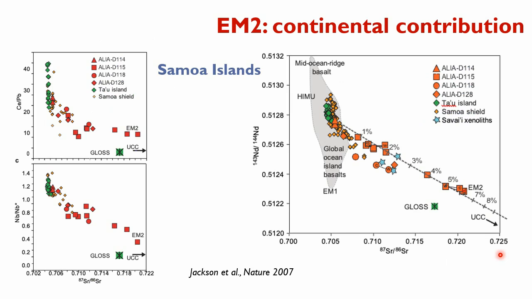A much better example for EM2 is a paper published by Jackson in 2007 for the Samoa Islands, where it's absolutely obvious that there is crustal material because the strontium is so high that you can never find that in any other setting than old continental crust. And again here, it correlates with the lower cerium-lead ratio and correlates with lower niobium concentrations. So that's a very clear contribution.